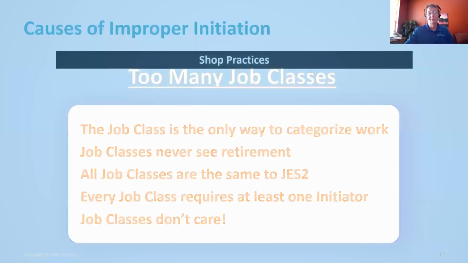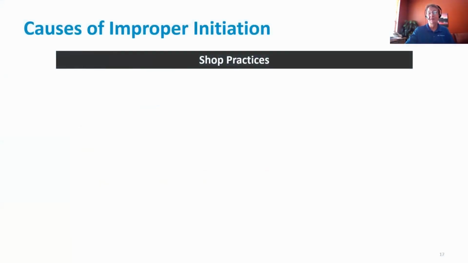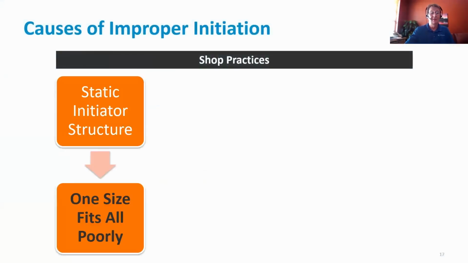So another reason for improper initiation is shop practices, okay? Some shops have this static initiator structure. Well, we did a study way back in '78, and we decided we needed this many initiators and this number of job classes. And that's what we run, and we don't change anything. We don't do anything. We just, quote, let it run. And of course, one size fits all rather poorly, doesn't it? Nothing like something tailored if you want it to fit well.